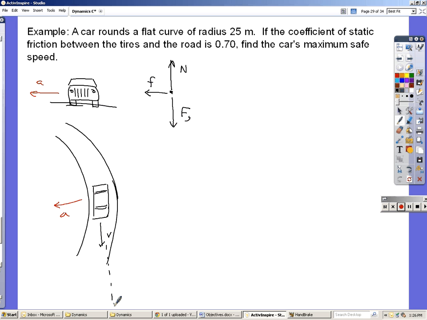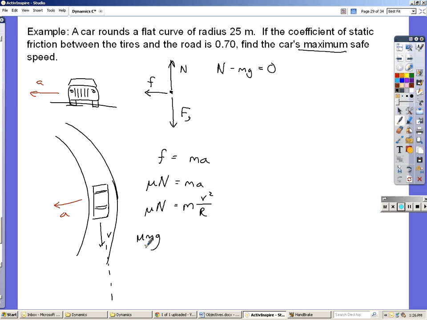And because that's the only force that points in the direction of the acceleration, we can say that friction equals ma. And friction, because this is a maximum type problem with static friction, is mu n, so mu n equals ma. And also because the car is going in a circle, we can write the acceleration as v squared over r. We can also say, because the car is not bouncing up and down, that the vertical force is 0, and therefore that n minus mg equals 0, and n equals mg. So mu mg equals mv squared over r.